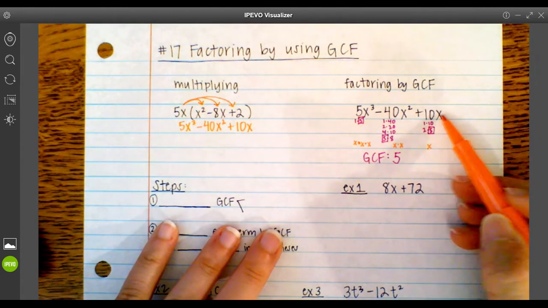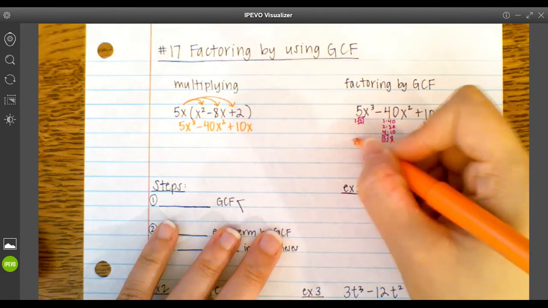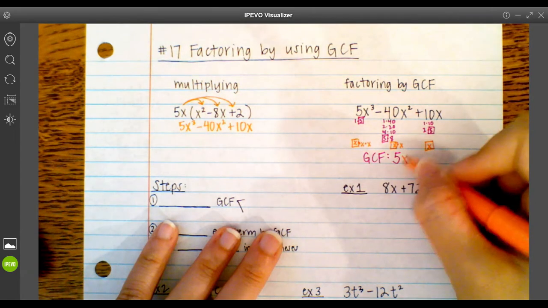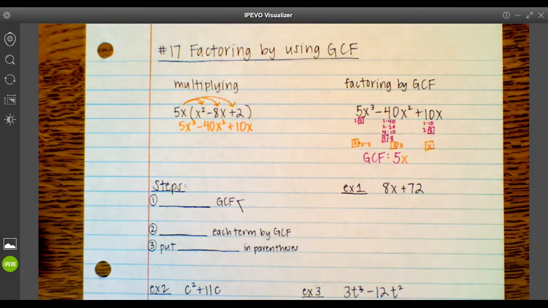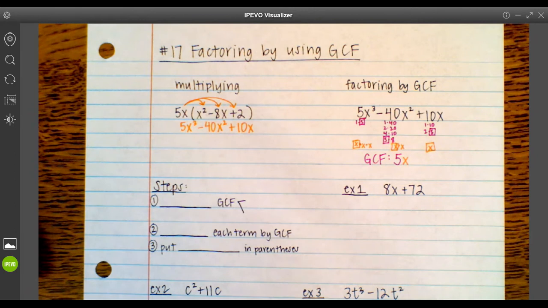And we also have at least one x that we can pull from all three terms. So 5x is our GCF according to what we have written. Now, that's not the only thing we're going to do. When we pull the greatest common factor from each of our terms, we're also going to have something left over, or what we call the remainder. And we also have to include that in our final answer. So let's get started and show you exactly how that works.